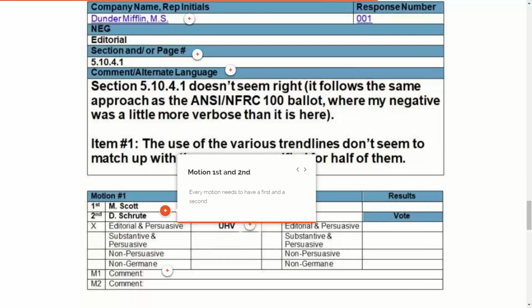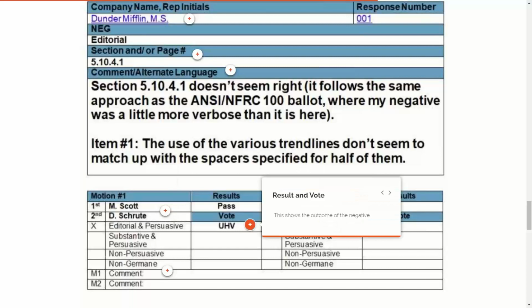When we have the first and second for a motion, the membership can then begin discussion about the negative comments. After the debate, if there's debate, the chair will then call the question and we will take the vote. Now, we'll ask for those in favor of the motion, and we'll ask for those against. We record the votes, which could be by unanimous voice vote, unanimous hand vote, or just a voice vote. Or we may have to count the number of votes. The votes are recorded in this section of the form.